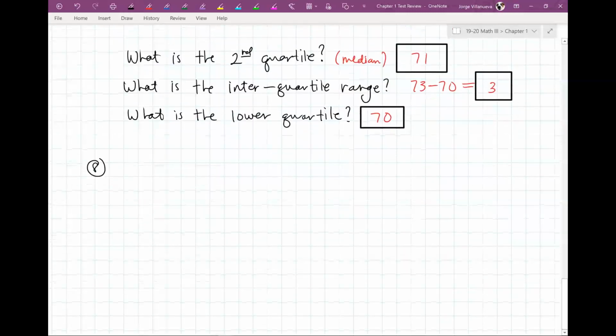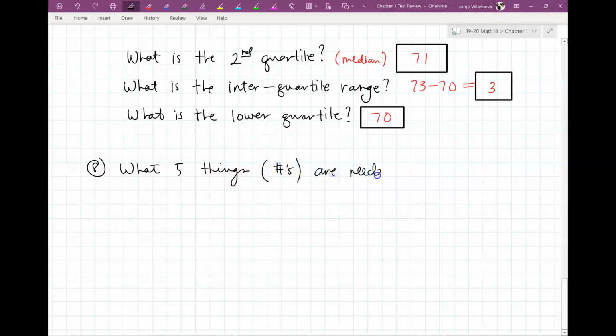This next one, I'm going to make it open-ended instead of making it like multiple choice. You are going to have multiple choice, but I'm going to make it open-ended. What 5 things, they might call them numbers, are needed to make a box and whiskers plot?